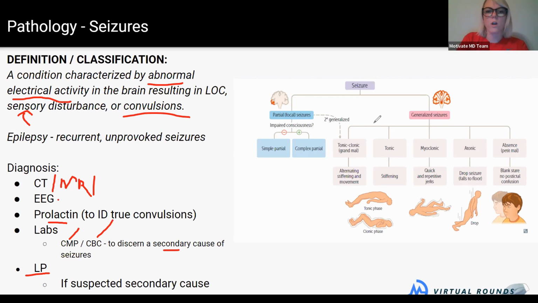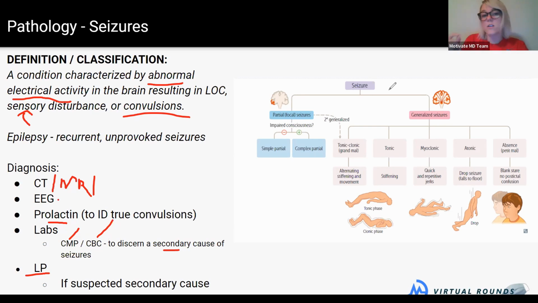But we're going to draw your attention now to this little diagram over here and talk about how we delineate these seizures and how we call them. Because what you guys are probably used to is this grand mal tonic-clonic seizure. And when you think seizure, you probably think of that, where someone falls out of their chair and then tenses up and then shakes. That's probably what you think of.